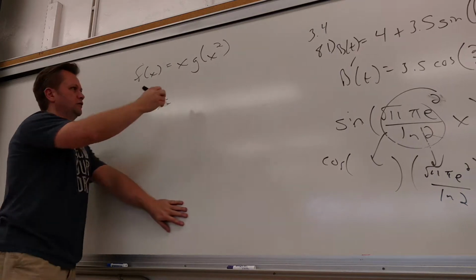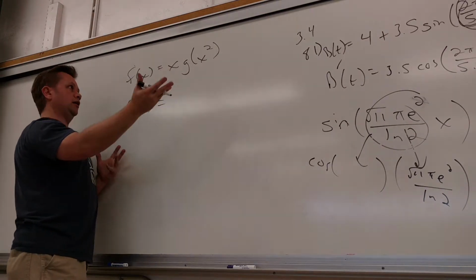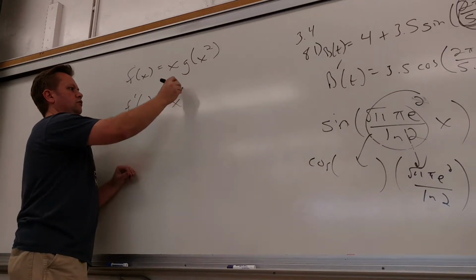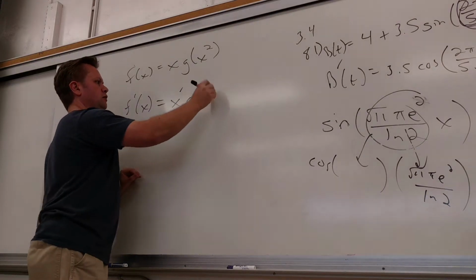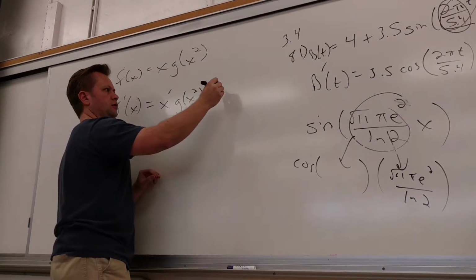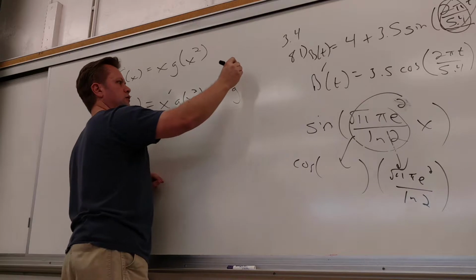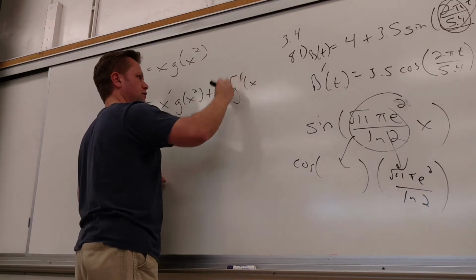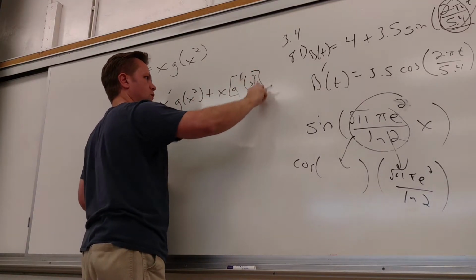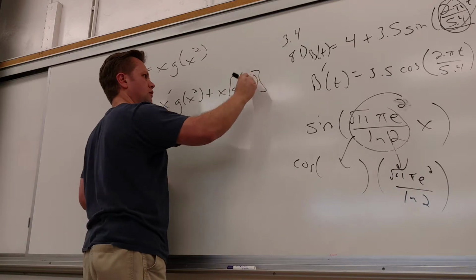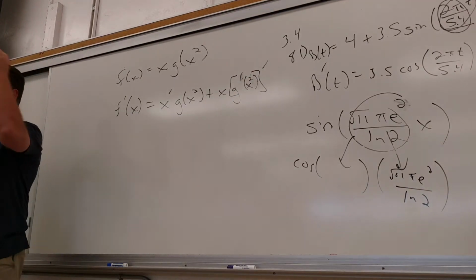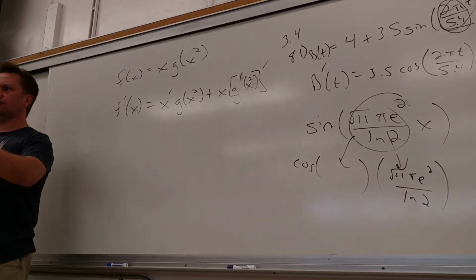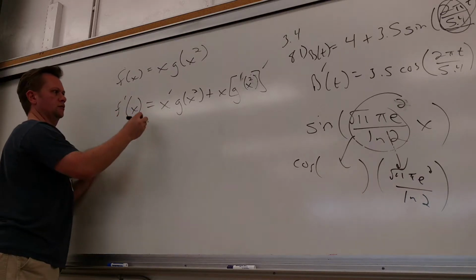It's just a product. So the rule is x prime times g of x squared plus x times g prime of g of x squared prime. Right, that's the product rule. And now I can attack all the pieces. So this is easy.